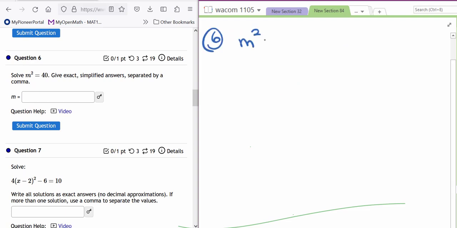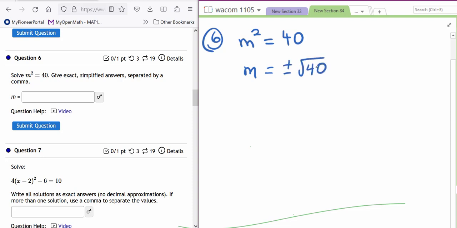M squared equals 40. All right. This one is the right setup. You have m squared equals some constant. So take your square root of both sides. It's going to give you m equals plus or minus the square root of 40.